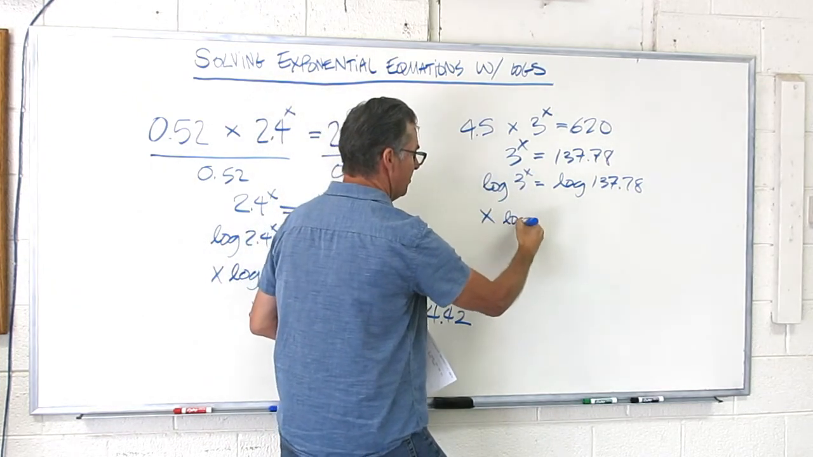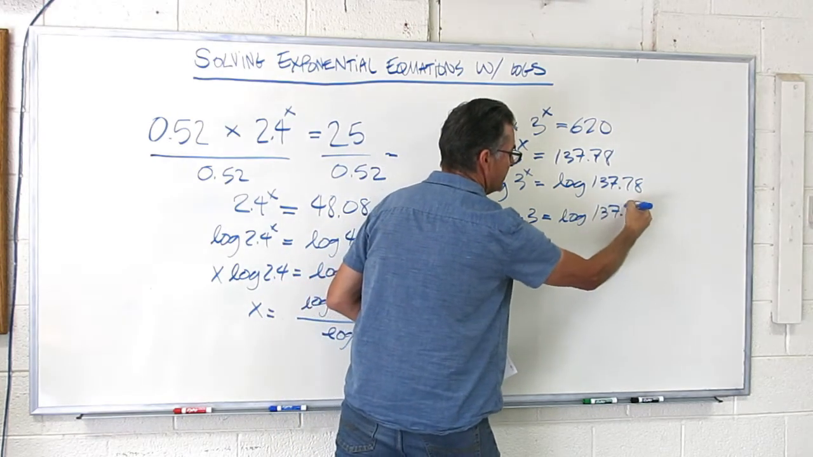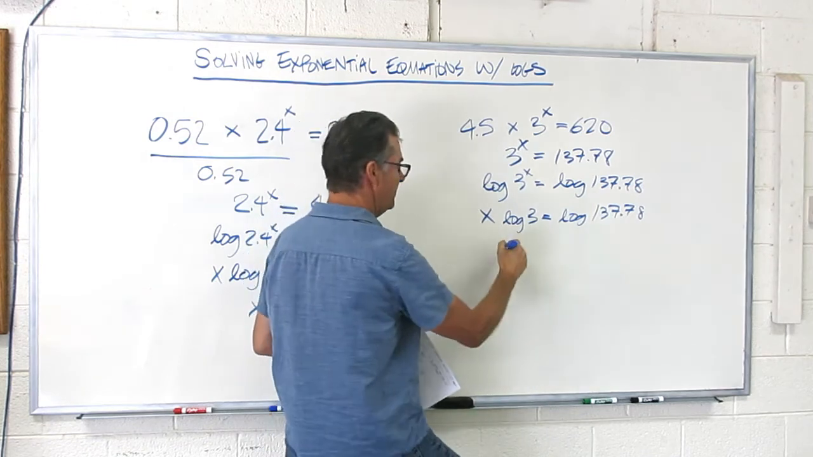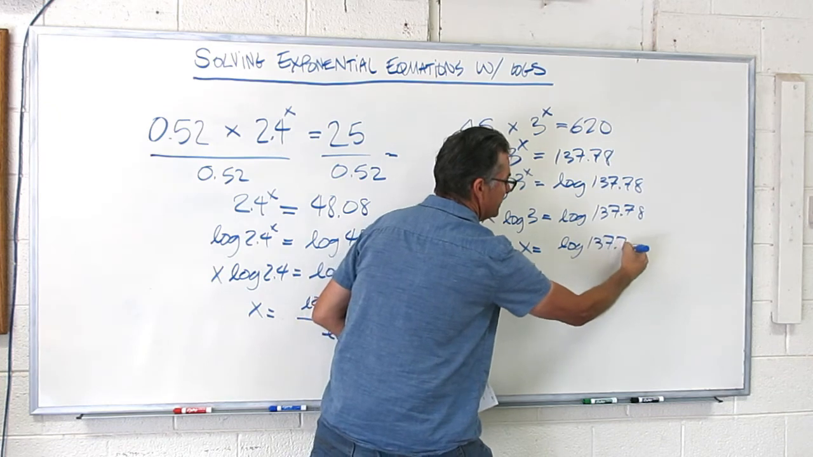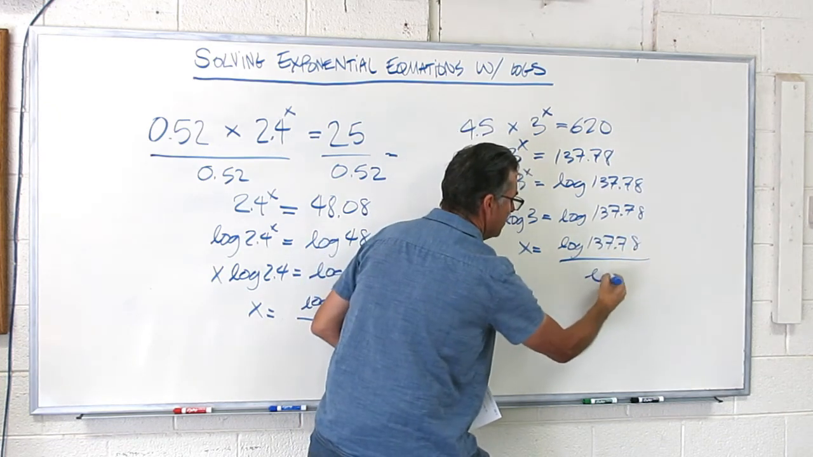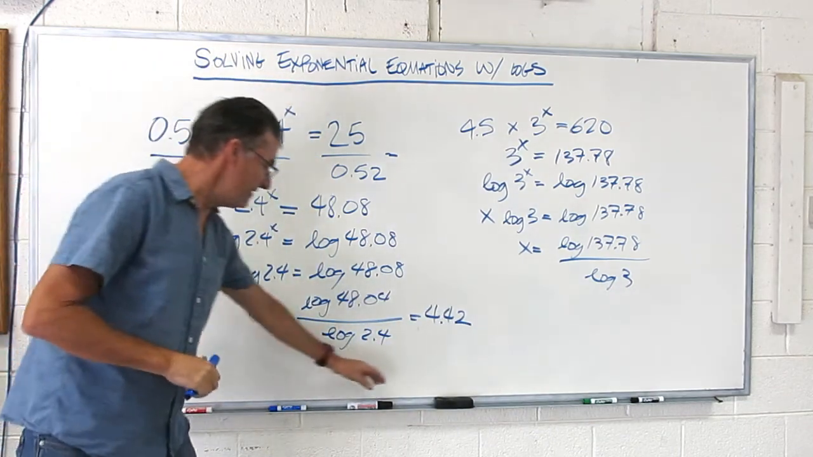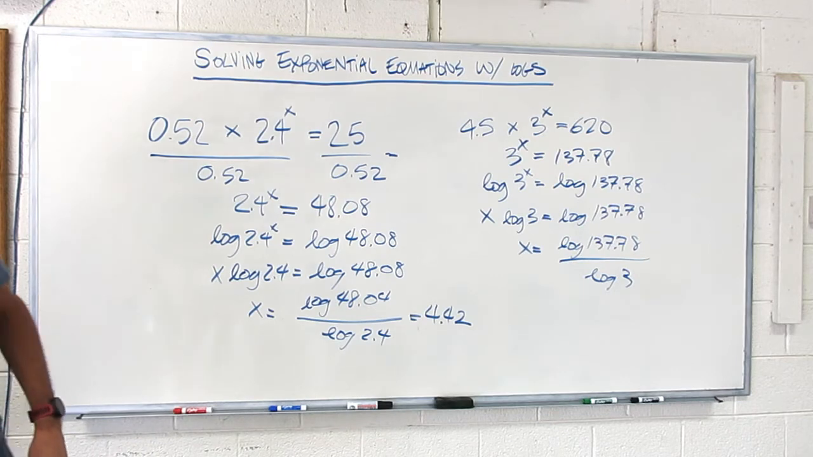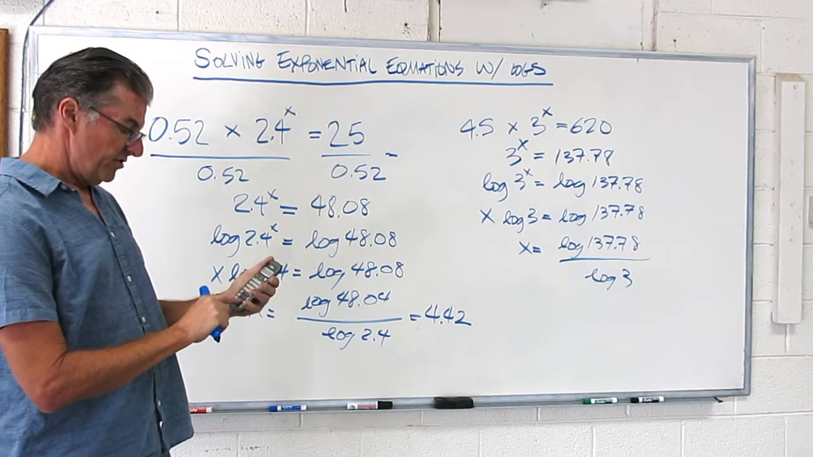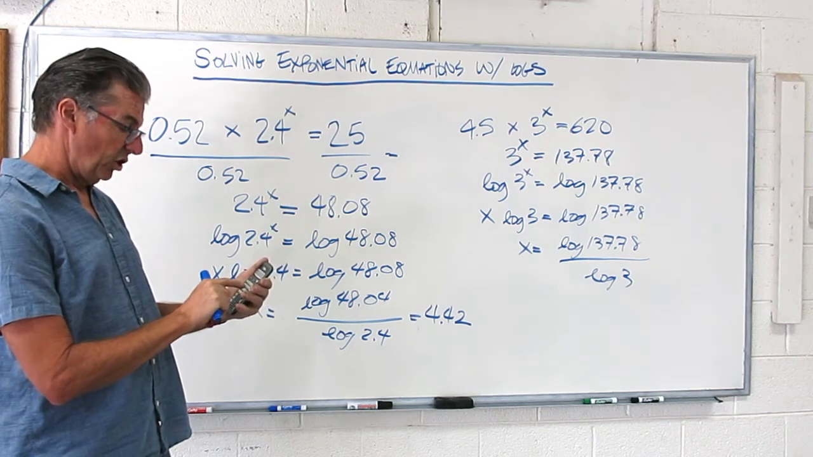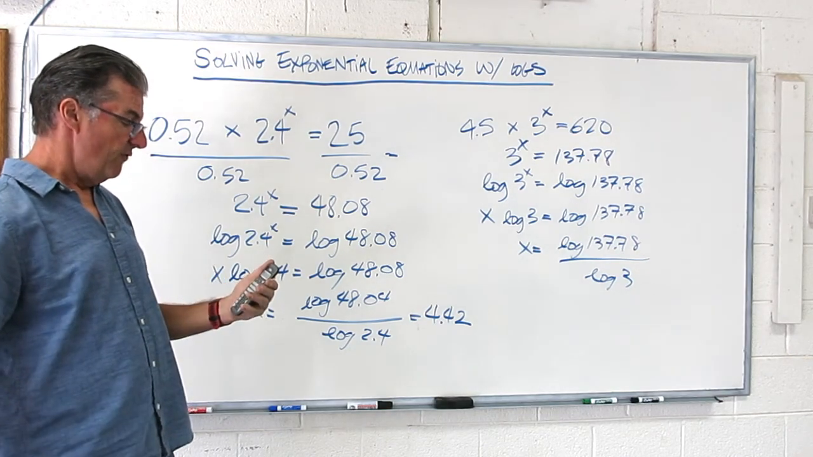Now I'm going to change this around a little bit. I have x log 3 equals log 137.78. Finally, I have x equals the log of 137.78 over the log of 3. Now let's pull out the handy dandy calculator and see where we get. Good thing I'm not an English teacher. 137.78 log divided by 3 log gives me 4.48.